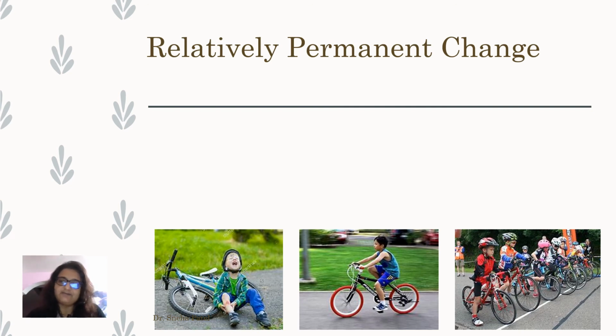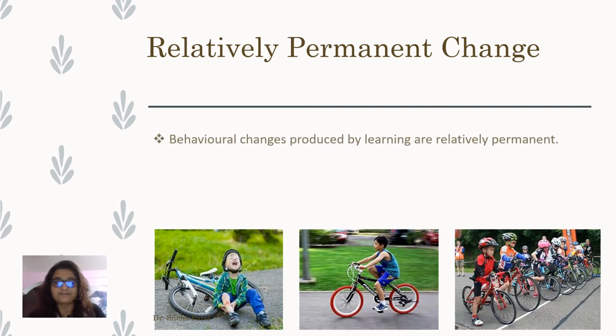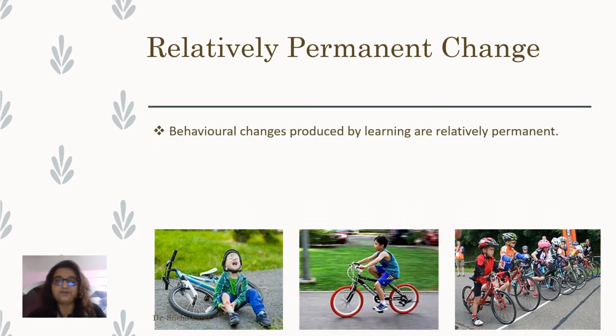From the definition that we have already learned, that is given by C.T. Morgan, the first aspect was experience and practice. The second was that learning can take place only if the behavior changes. And this is the third one that we have to remember, that behavior changes. But for what time period? Well, this behavior changes for a longer period of time. You can say that it is a relatively permanent change. Behavioral changes produced by learning are relatively permanent.